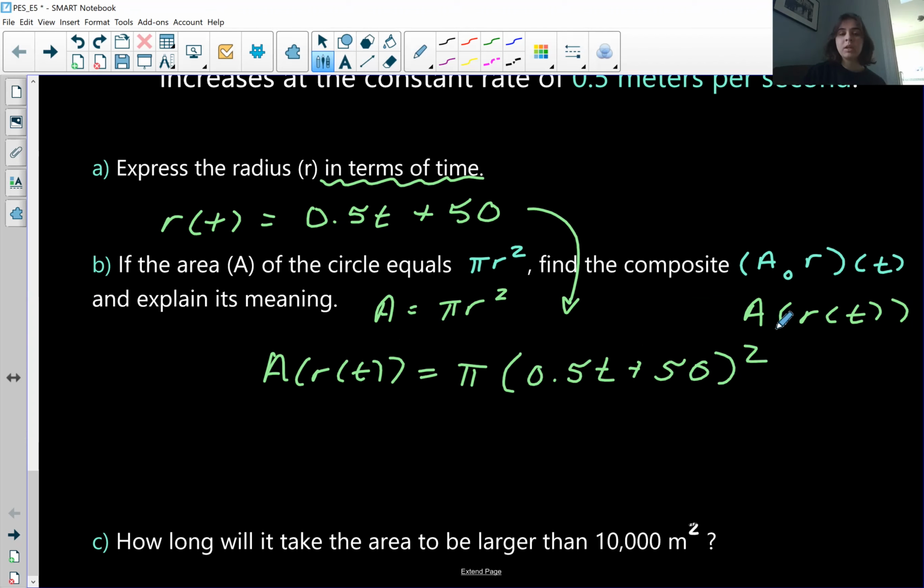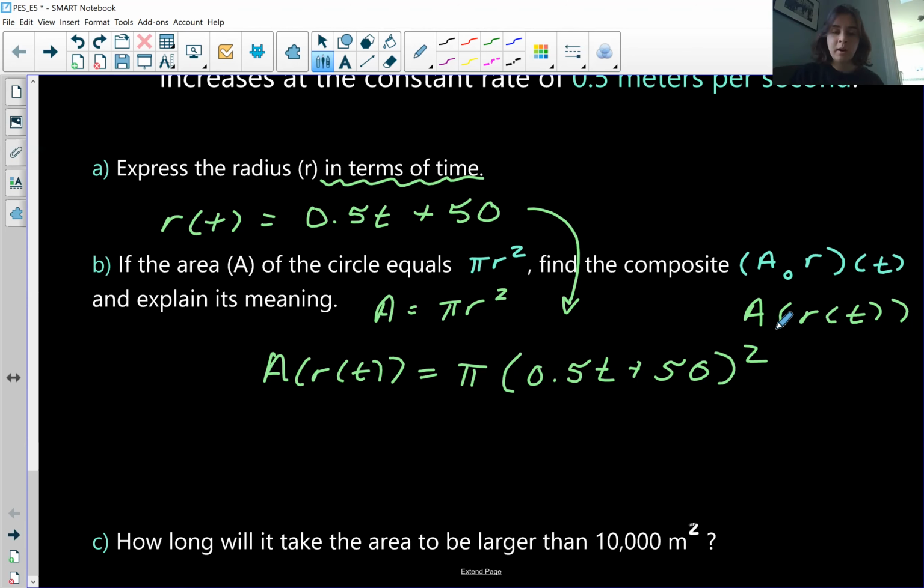squared. Cool. And so now we see that we related area and time, when in the beginning we had a relationship between radius and time and between area and radius. So we just made the connection between area and time. And then explaining its meaning, that's kind of the same thing we did in the last problem.